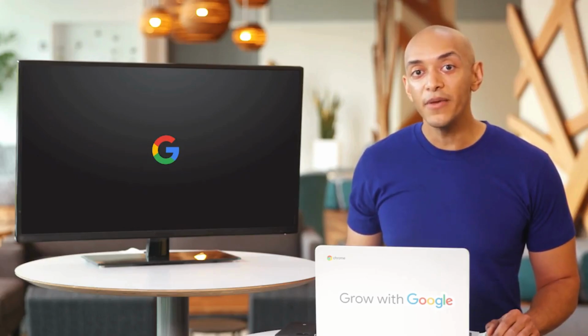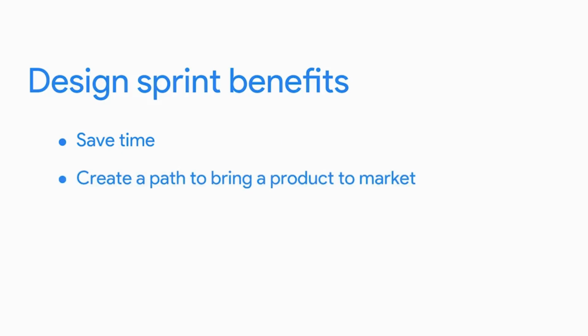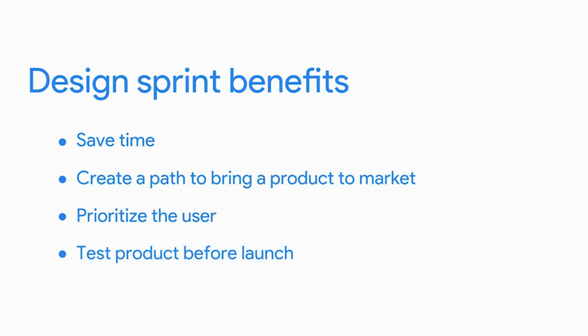So, what makes a design sprint so useful? For one, design sprints save time. With a sprint, your team can cut the decision-making process down from several months to a single week. Sprints also create an effective path to bring a product to market. Sprints prioritize the user, putting their needs front and center. And sprints allow you to fast forward into the future to test your product and get customer reactions before making any expensive decisions. Running a design sprint is like using a superpower.